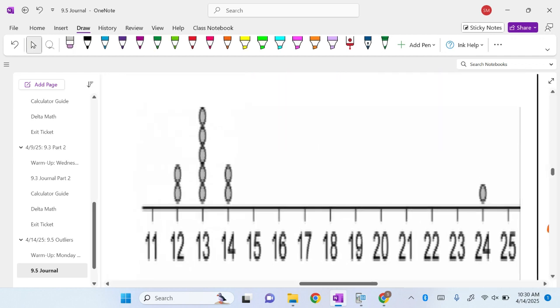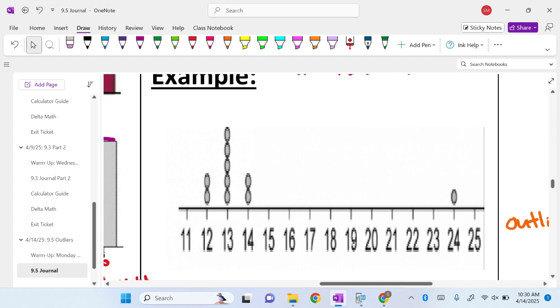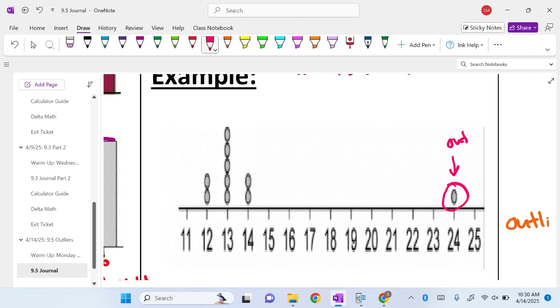All right, last one. Let's just identify this one. What's clearly my outlier? 24. It's all by itself. There's clearly a large gap between it and the other data. So your outlier is clearly 24.